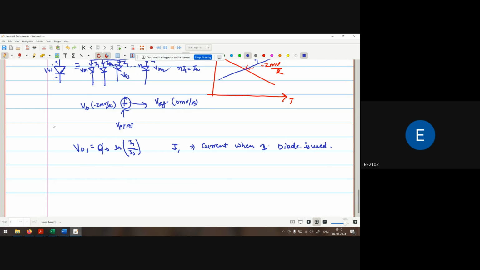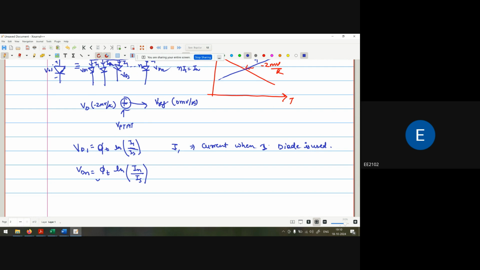Okay. So if VD1 is the voltage because of one diode, then VDN equals phi T ln IN upon IS. Now phi T is constant because it is dependent on temperature. There is no relation with whether we are using one diode or two diodes. Second, IS is the saturation current. It is not dependent on how many diodes we are using. It is dependent on which type of diode we are using.